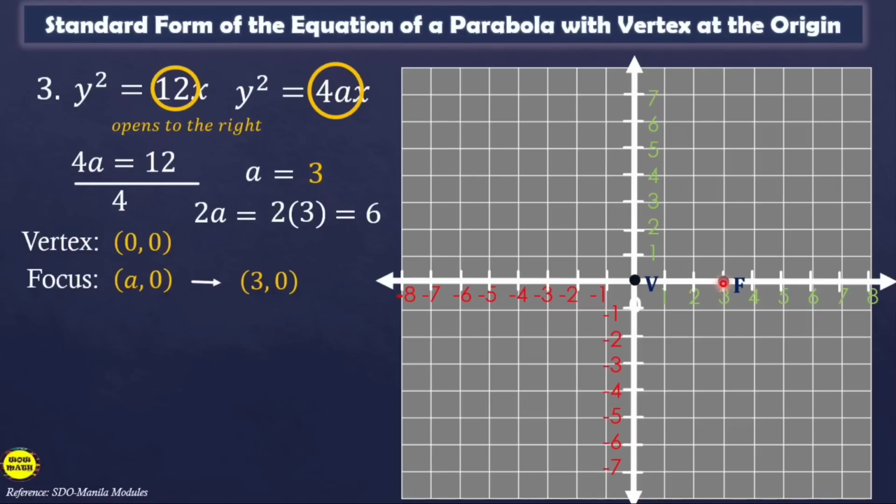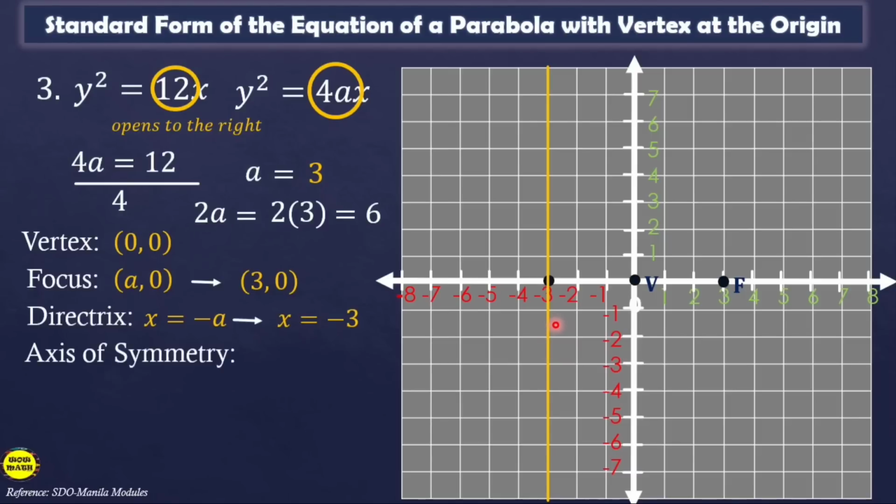And then, our directrix. If we moved 3 units to the right, we also move 3 units to the left, so that we can get the equation of our directrix. So, here is our directrix. We move 3 units further left. 1, 2, 3. And then, let's put a line. So, this is the line of our directrix. X is equal to negative 3.